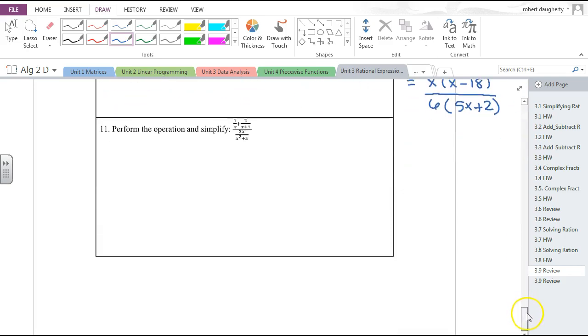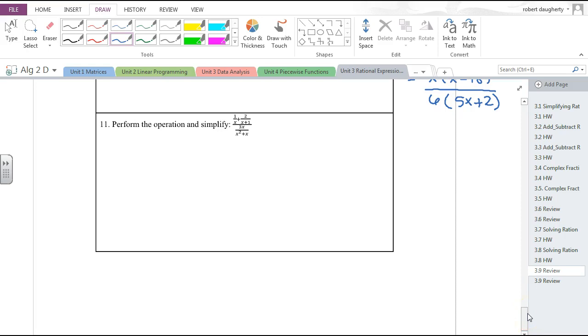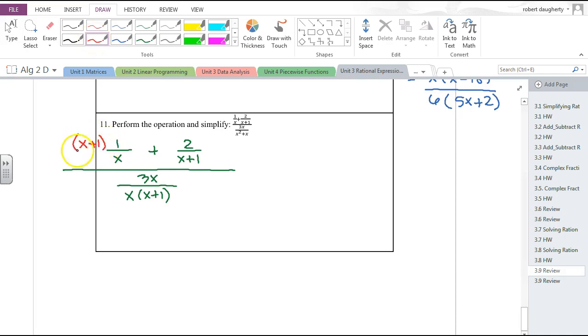Number 11 is the last one here. Again, complex fraction. You want to factor wherever you can, get common denominators. So immediately I see that this one can factor. So you're going to have 1 over x plus 2 over x plus 1, all of that divided by 3x. I can factor x squared plus x as x times x plus 1. So in the numerator, the common denominator is going to be x times x plus 1. So I have to multiply this fraction by 1 in the form of x plus 1 over x plus 1, and multiply this by x over x.